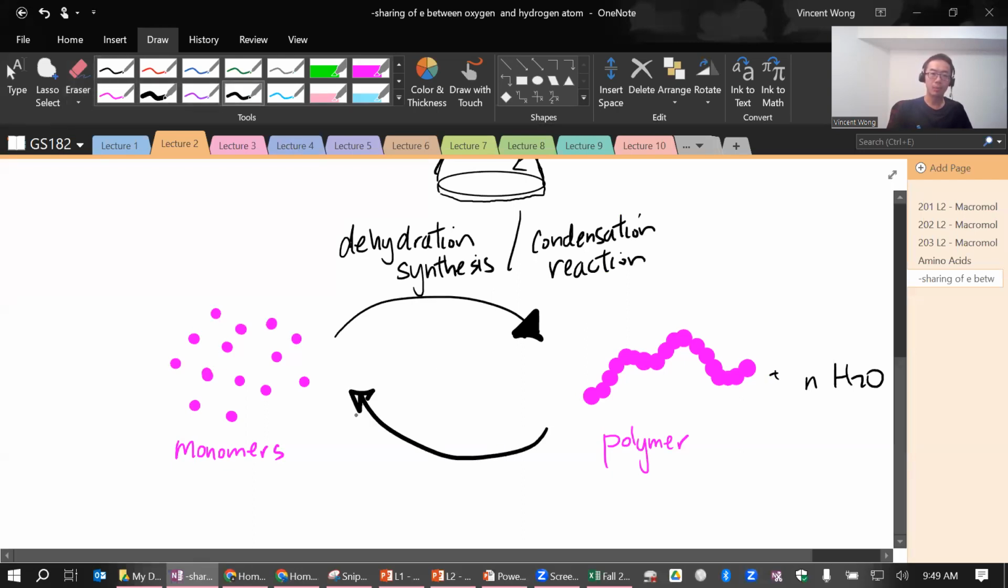And we can break the polymer. Like when you eat proteins, like cheese or meat, that's protein, and you want to break it down, then we have to add water molecules to it, and the process is called hydrolysis.